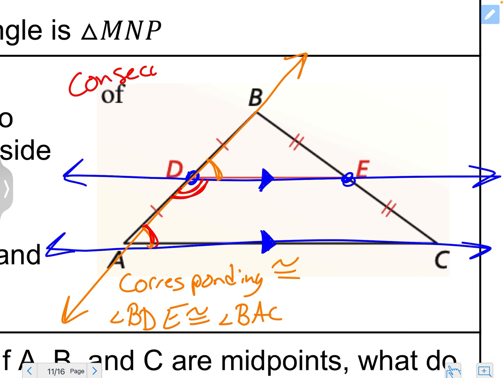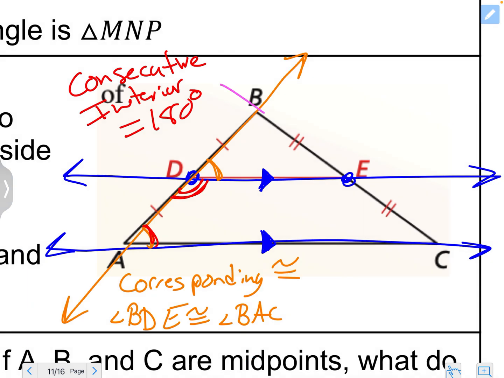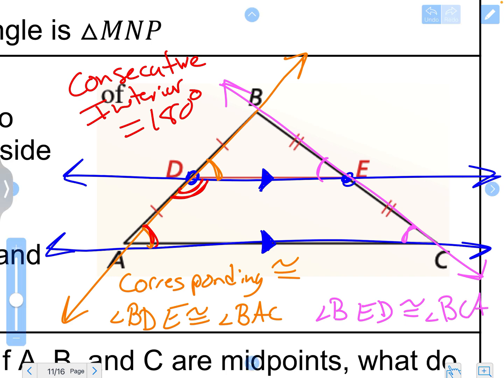Consecutive interior angles equal 180 degrees. And then if we look at the other side of our triangle, BE, we have another set of corresponding angles. So angle BED would be congruent to angle BCA. And then we would also have another set of consecutive interior angles that equal 180.